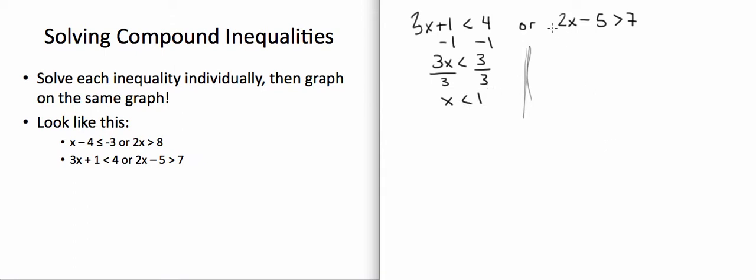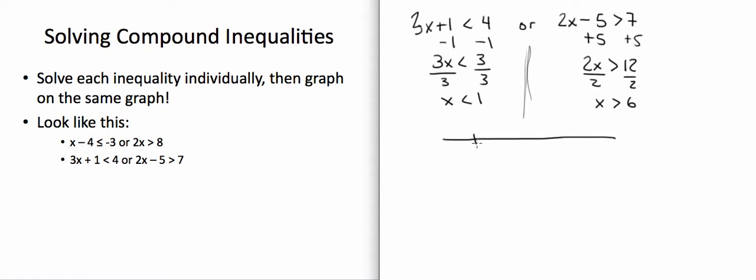And this is plus 5, plus 5. And that gives us 2x is greater than 12. We divide by 2. x is greater than 6. So now we're going to graph each of these individually. Open circle shaded to the left at 1, open circle at 6, shaded to the right. And we have there all of our normal rules for solving inequalities still apply, and we go from there.